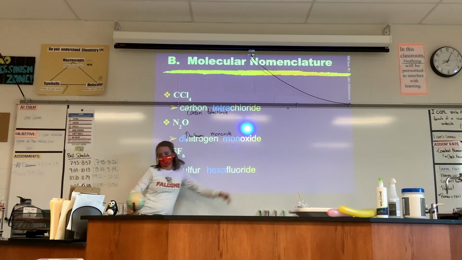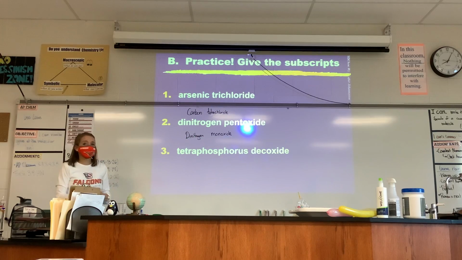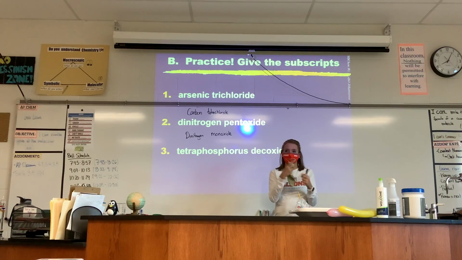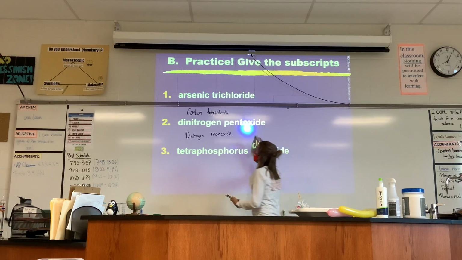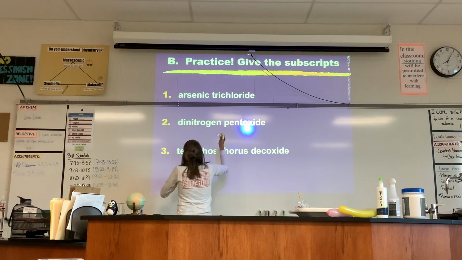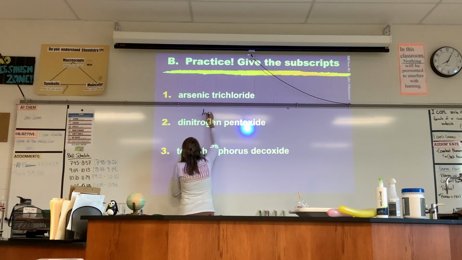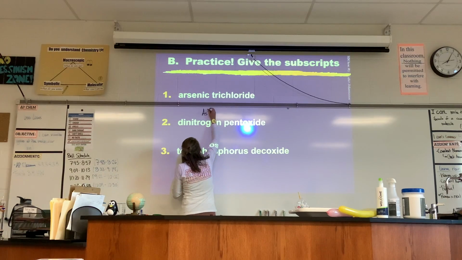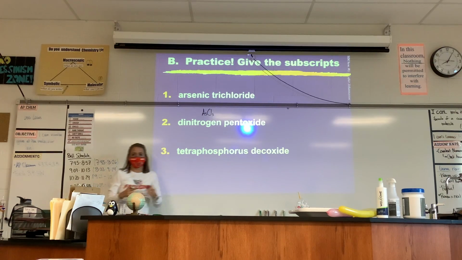Sulfur hexafluoride. Okay, let's do the reverse. So if you're given a name and we have to write the formula, it's just as straightforward. There's no crisscrossing, there's no switching, there's no balancing. The prefix just tells you how many you have. So on this first one up here, arsenic, what's the symbol for arsenic? As. Okay, it doesn't have a prefix, so that just means there's one of them. Tri is the prefix for 3, so it would be AsCl3, and you're done.